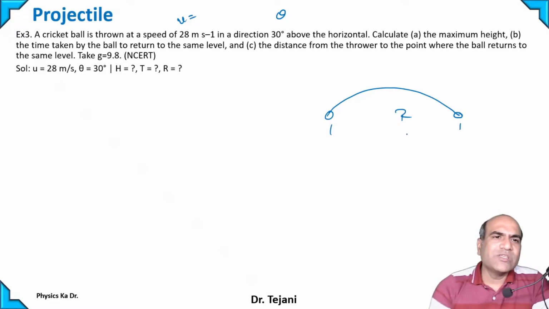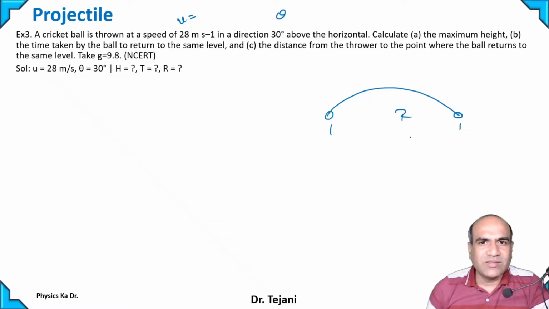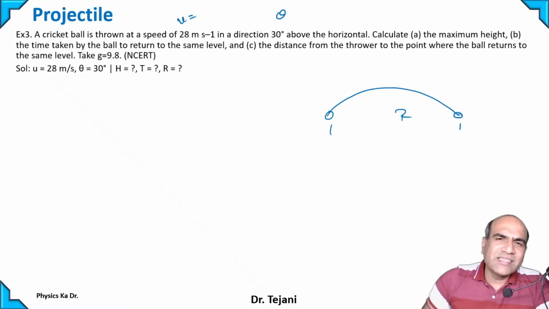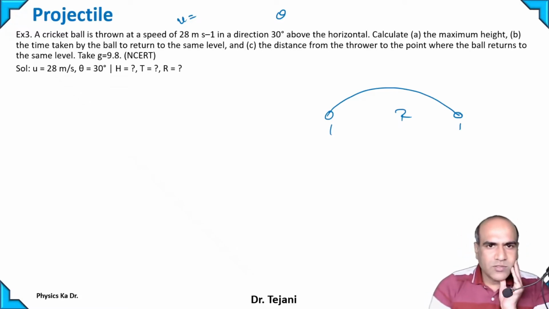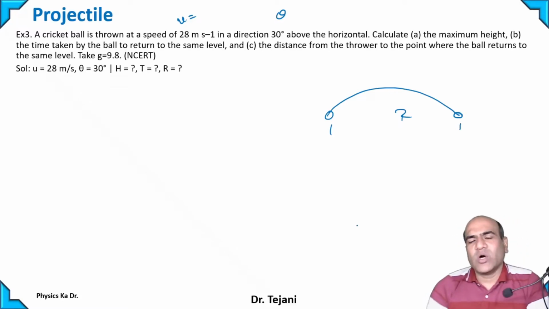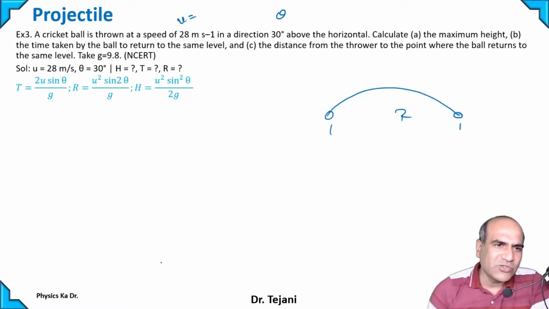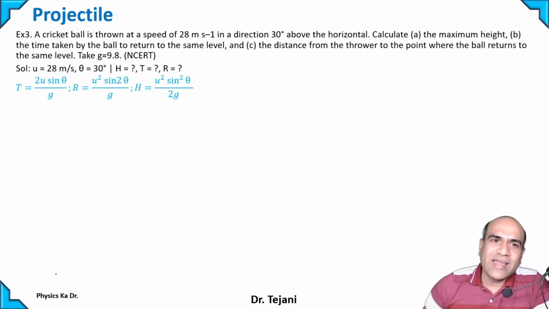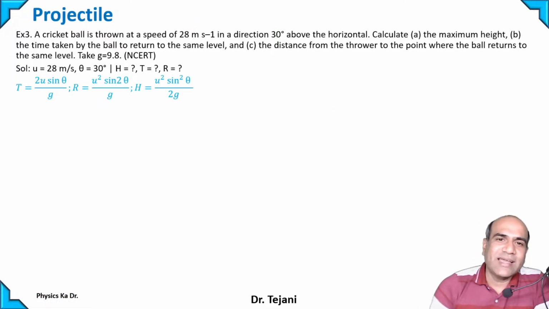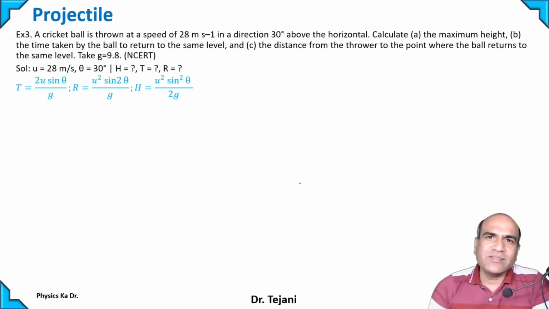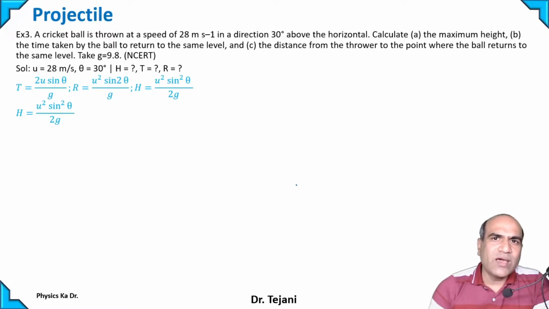So what we need here: u is equal to 28 meter per second, theta is given as 30 degree, h is not given, t is not given, r is not given. So what next? We have equations for all of this. We should solve directly from that. T is equal to u sine theta by g, r is equal to u square sine 2 theta by g, h is equal to u square sine square theta by 2g. You have to repeat these equations again and again, then only you will be able to remember. Otherwise, it won't work.